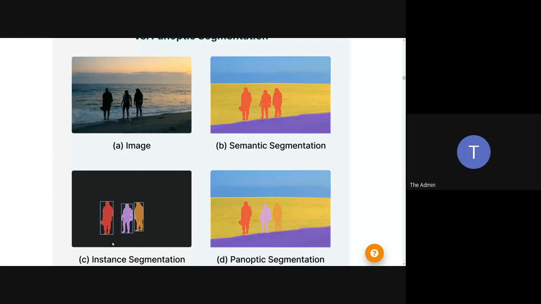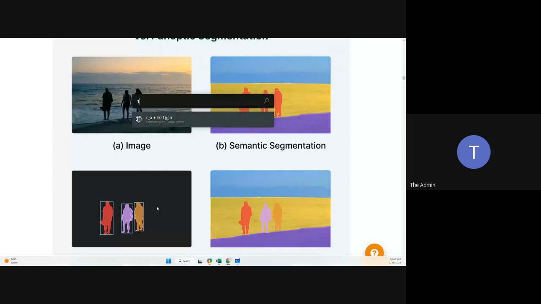That's the only confusion which most of the people will have. So let's say we had 10 classes, right? So if we had 10 classes, how many class outputs will we have in semantic segmentation for 12 objects?